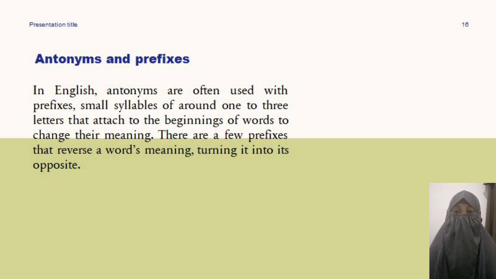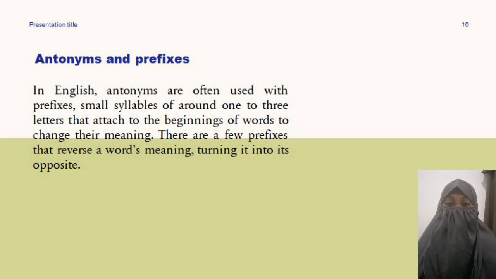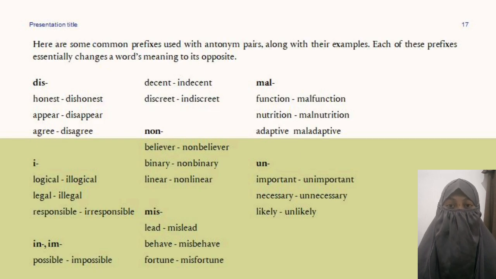Next is antonyms and prefixes. In English, antonyms are often formed with prefixes, small syllables of around 1 to 3 letters that attach to the beginnings of words to change their meaning. There are a few prefixes that reverse a word's meaning, turning it into its opposite. Here are some common prefixes used with antonym pairs, along with examples. Each of these prefixes essentially changes a word's meaning to its opposite.